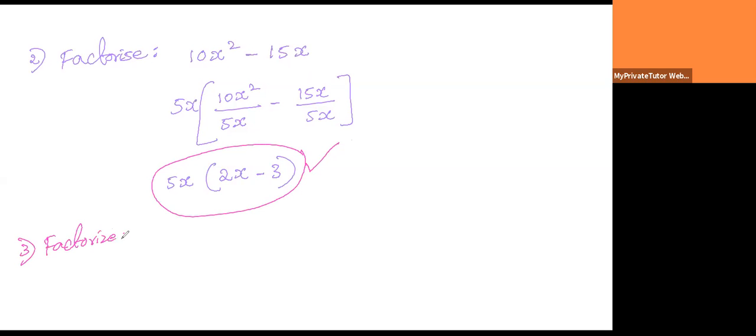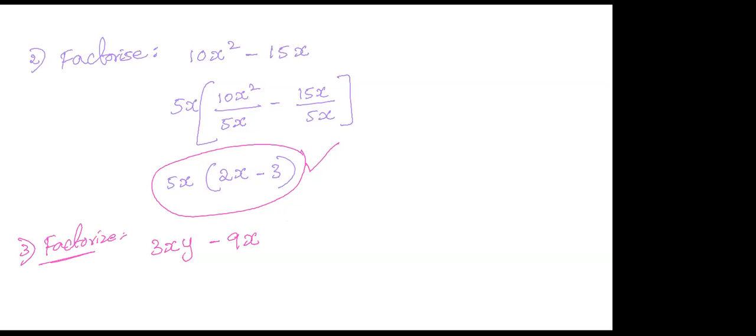Factorize 3xy minus 9x. So please tell me, how do you factorize this one? Muhammad? Iris? Yes, sir. So we can take 3 out. It will be 3 times x y minus 3 x.